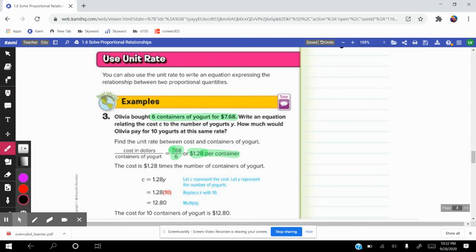Then we have $1.28 times 10, because the problem is saying for 10 yogurts. $1.28 times 10 gives you $12.80. So the cost for 10 containers of yogurt is $12.80.